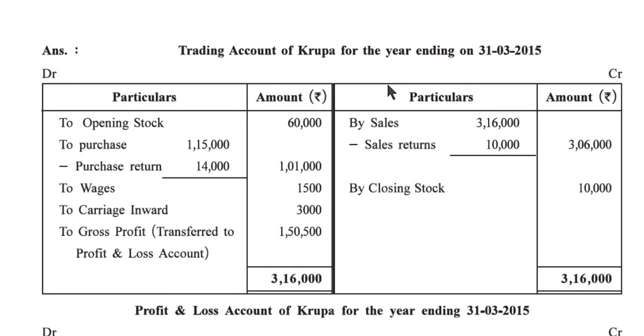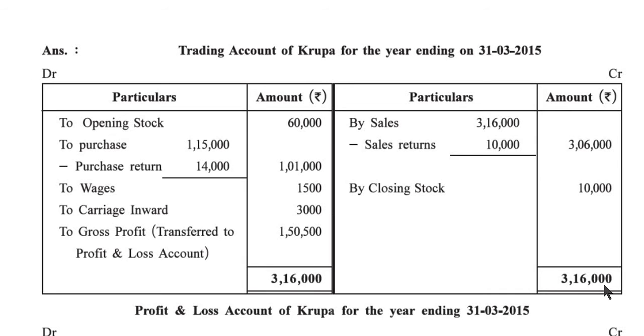Debit side particular amount, credit side particular amount. To opening stock 60,000, to purchase 1,15,000, whichever is given in the trial balance, minus purchase return 14,000, outer column 1,01,000. Wages in our trial balance is given 1,500, to carriage inward 3,000. Now sales on the credit side we have to write 3,16,000 minus sales return 10,000. So outer column 3,06,000 and closing stock 10,000.